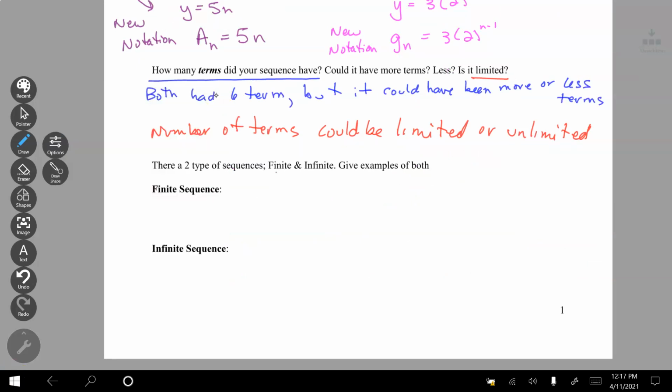So there's two types of sequences, finite and infinite. Finite is a set number of terms, and infinite is an unlimited amount of terms or number of terms.